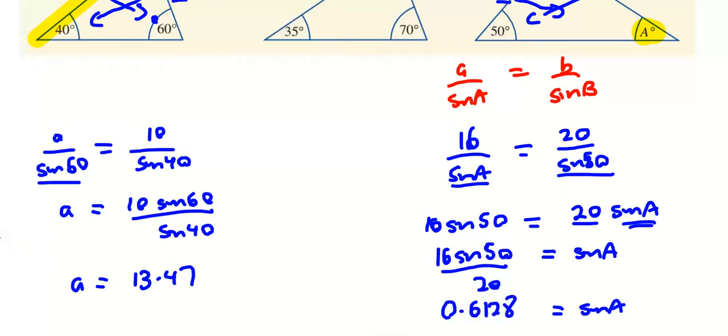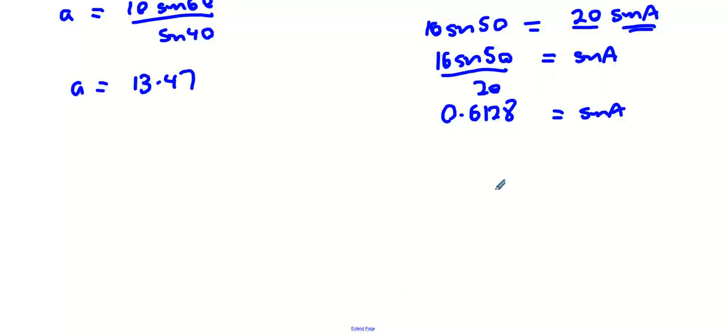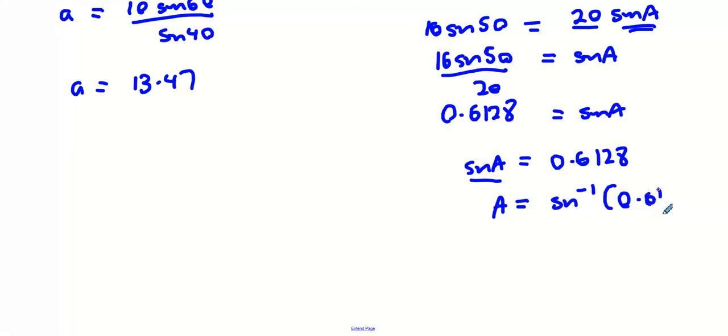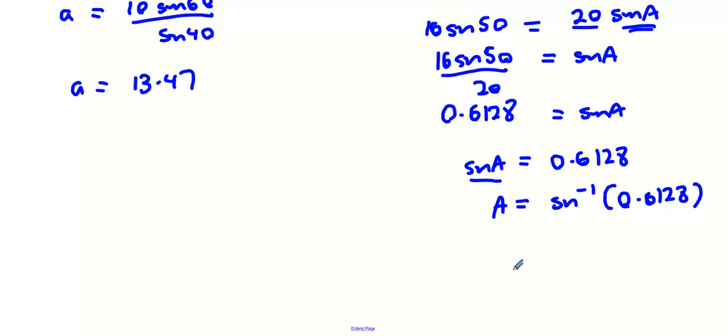Now to find out what the angle is, you need to sine inverse it. So sine A equals 0.6128. You use the sine inverse button. It's the only way of separating sine from A, cos from A, or tan from A: you have to use an inverse button. So we go back to our calculator, press Shift, sine inverse, 0.6128, and it tells us the angle is 37.79 degrees, or 38 degrees to the nearest degree.